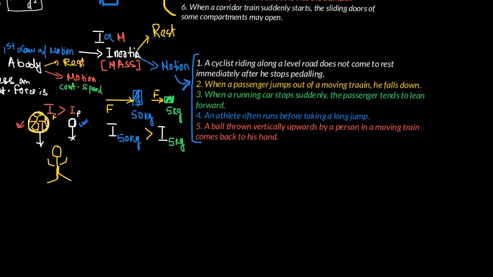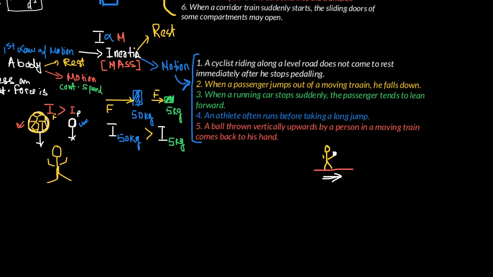So let's come to the fifth point. A ball thrown vertically upwards by a person in a moving train comes back to his hand. See, when the ball is in the hand of the person, let's see, this is the train, and maybe this is the person standing right out here with a ball in his hand, right? Okay, so now the train is moving like this. The train is moving like this, and the ball, the person, the train, everything is in motion.